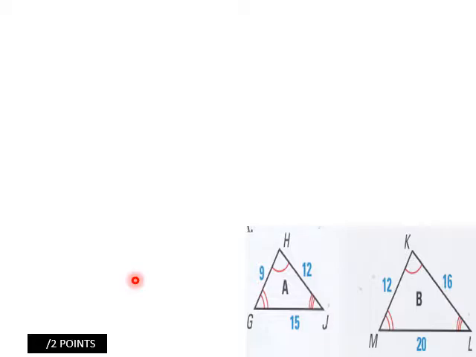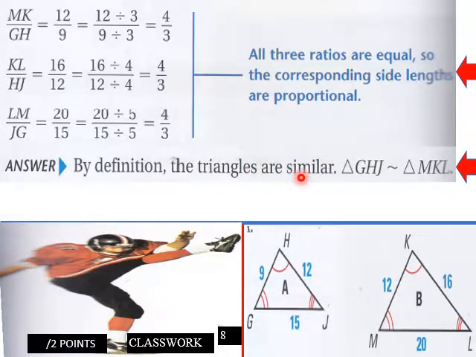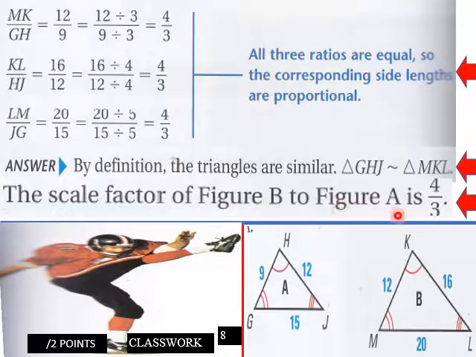Check whether corresponding sides are proportional. We're going to do that here. And then here's our proportionality statement. They all are 4/3. All three ratios are equal, so the corresponding side lengths are proportional. So we have KL over HJ, and it's 4/3. By definition, the triangles are similar. GHJ is similar to MKL, and the scale factor is 4/3.